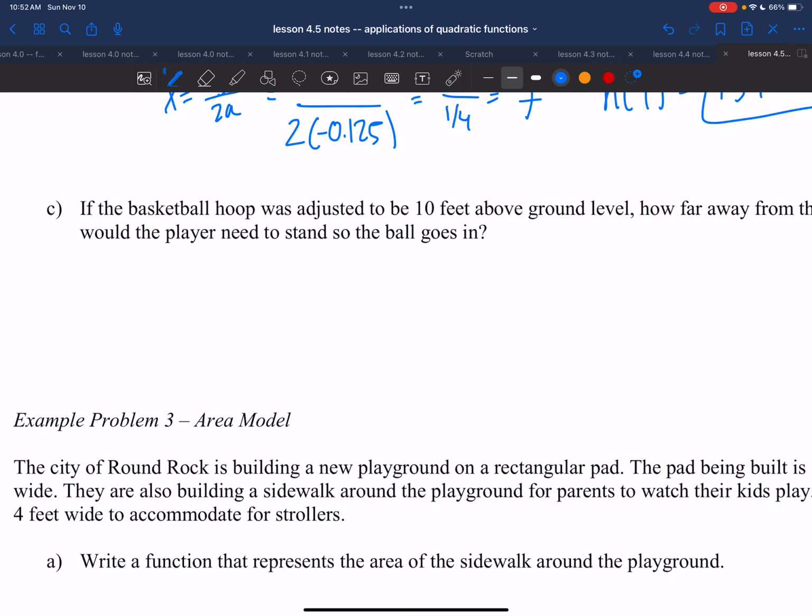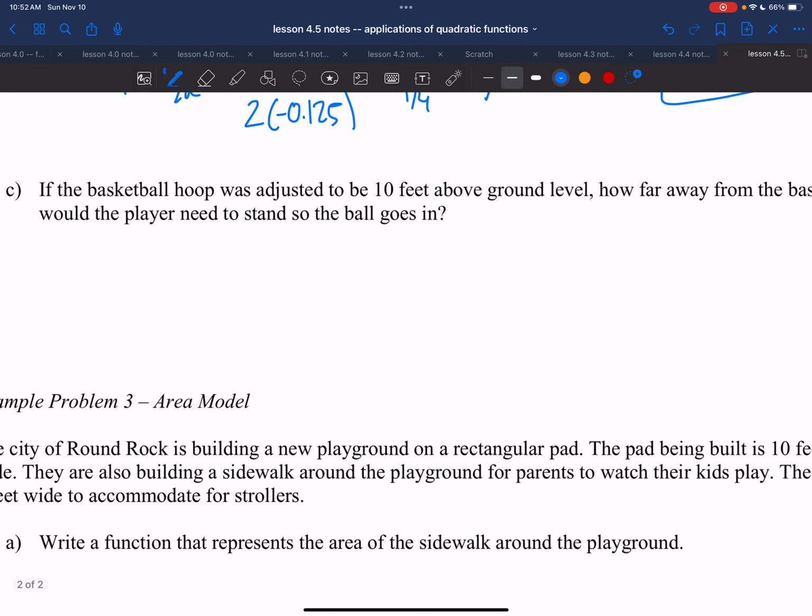Lastly, if the basketball hoop was adjusted to be 10 feet above ground level, then how far would the player need to stand so the basketball goes in? This is probably the toughest question of these three, I'd say. It's a little tricky because what it's asking is, suppose that the hoop is 10 feet above ground level, right? So this is x comma 10. Then where would the guy need to stand?